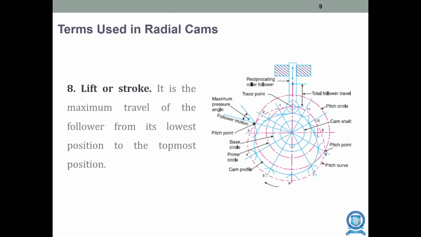Next one is your lift or stroke. As the name suggests, you would have learned the stroke in your machinery studies. The stroke is the distance traveled in one cut. So it is the maximum travel of the follower from its lowest position to the topmost position, that we call your lift or stroke.